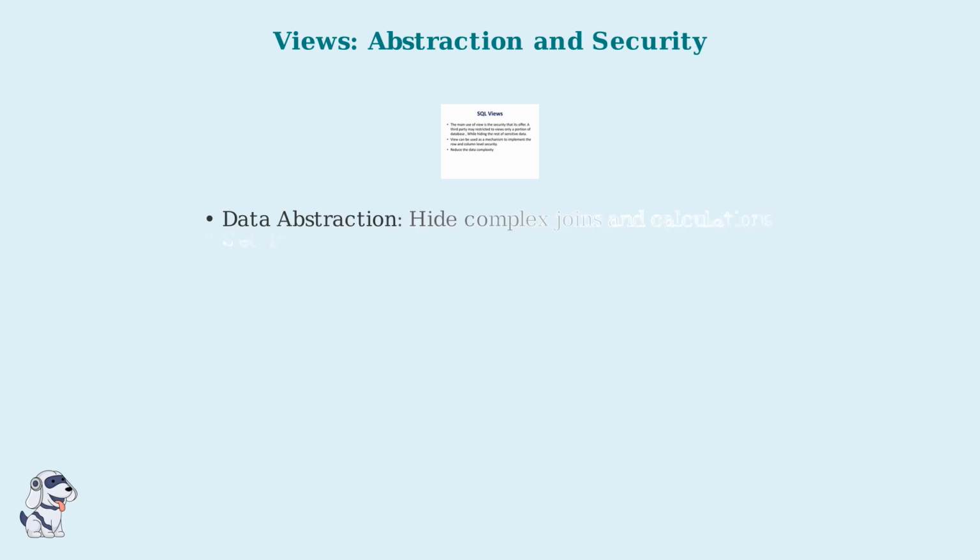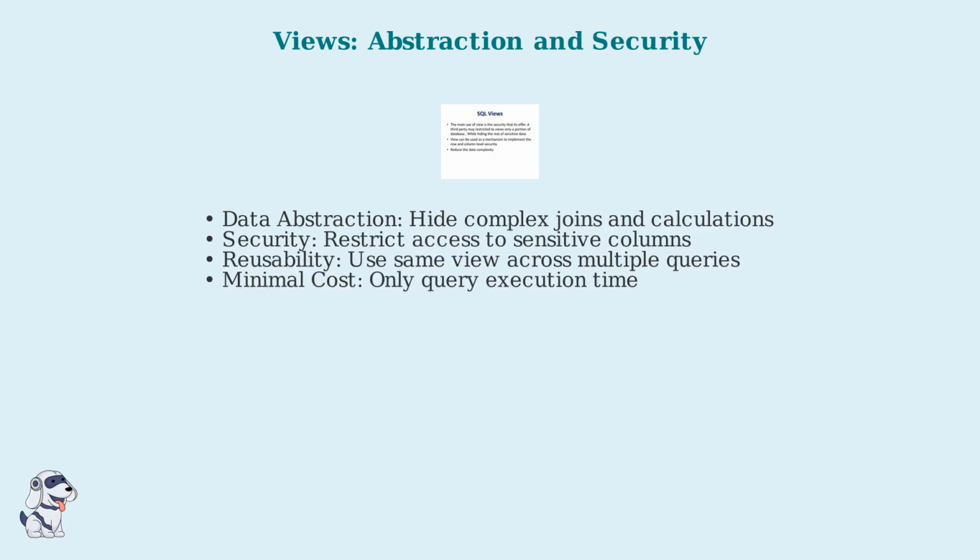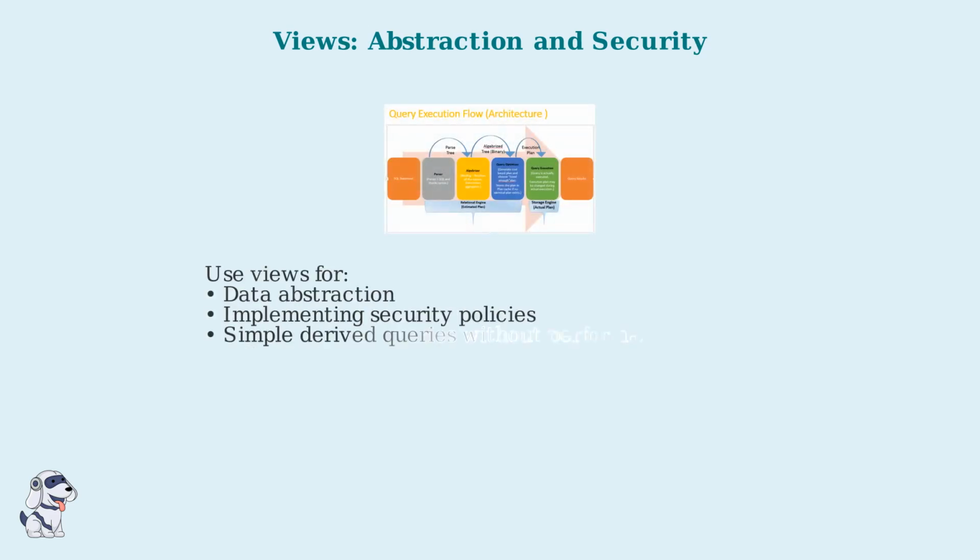Views provide data abstraction by simplifying complex queries, security by hiding sensitive columns or restricting access, and reusability without duplicating data. They have minimal cost, only requiring query execution time. Use views for data abstraction, security to protect sensitive information, or simple derived queries. Unlike materialized views, they offer instant updates but may be slower for complex computations.